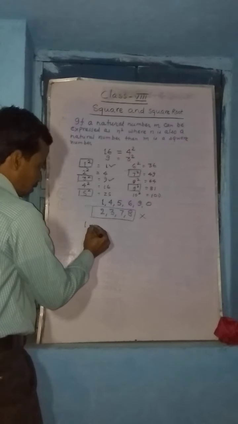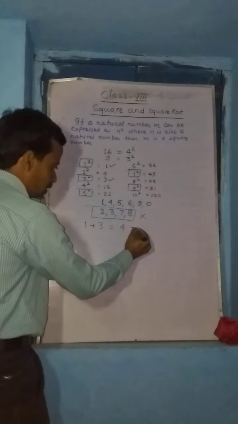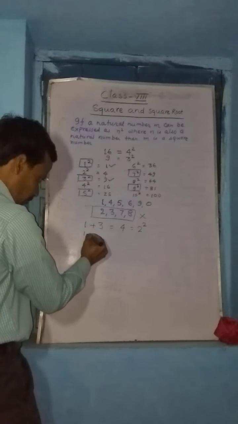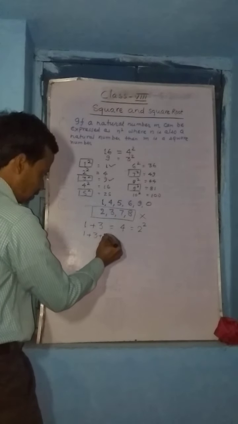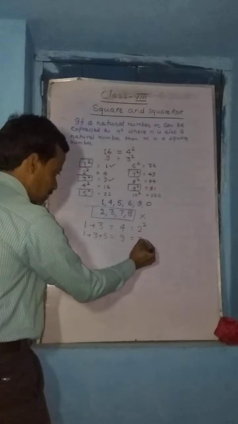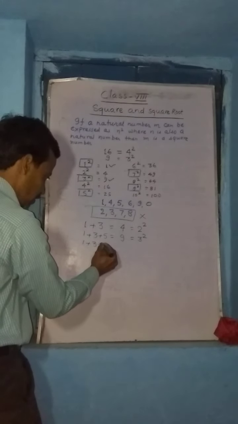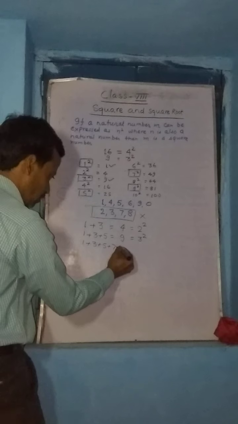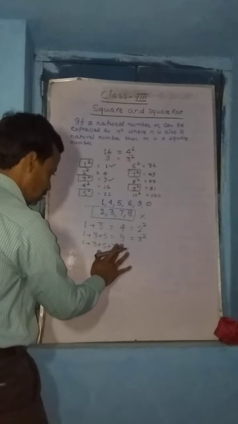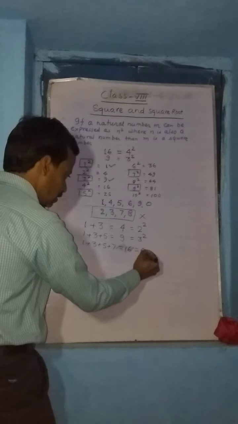One plus three. This is equal to four. And four is equal to two square. One plus three plus five. This is equal to nine. And nine can be expressed as three square. One plus three plus five plus seven plus nine. This is equal to 16. And 16 is equal to 4 square.